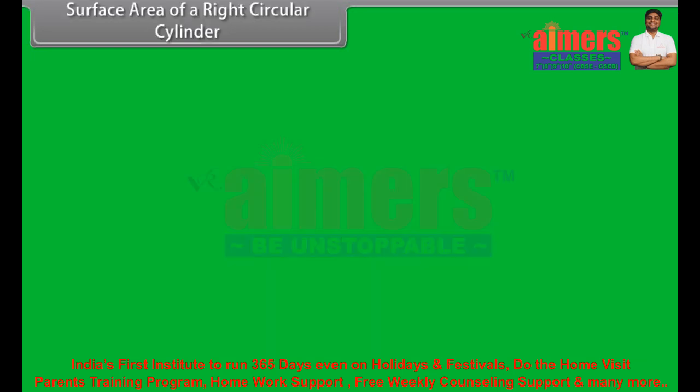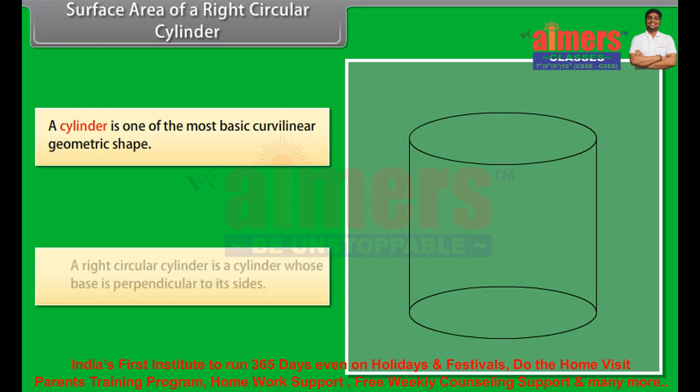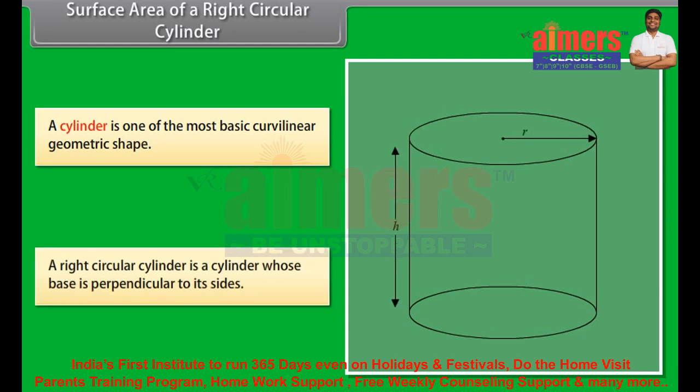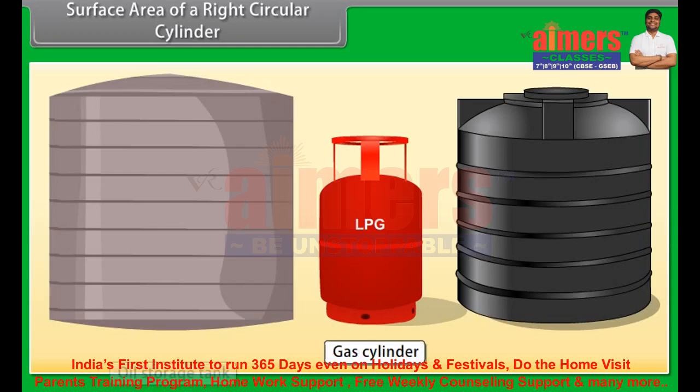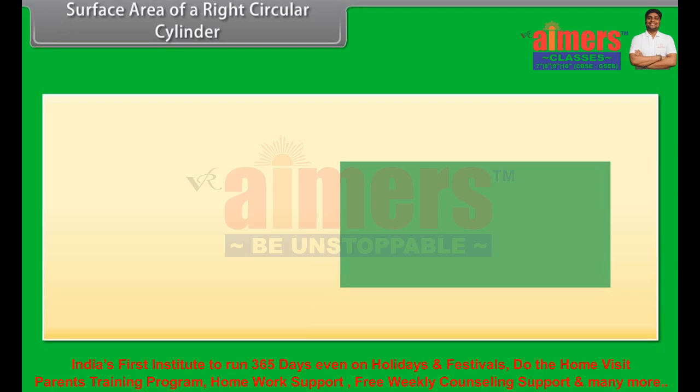Surface area of a right circular cylinder. A cylinder is one of the most basic curvilinear geometric shapes. A right circular cylinder is a cylinder whose base is perpendicular to its sides. Facility equipment such as gas cylinders, oil storage tanks, and water storage tanks is often of this type.